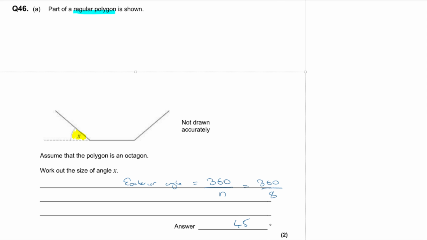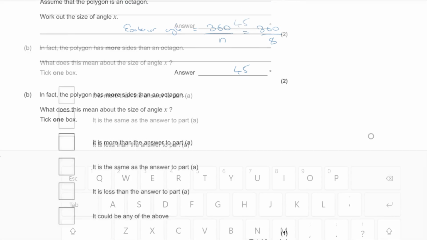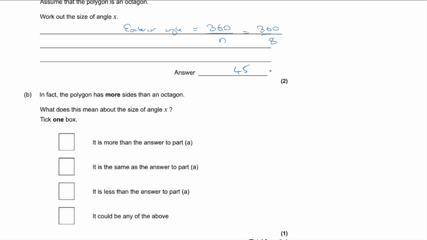I assume with the assumption there, they're going to change their mind in a minute. Oh look, here they go. In fact, the polygon has more sides than an octagon. What does this mean about the size of angle X? Okay, so if the number of sides is greater, then that means this n here is going to be greater.